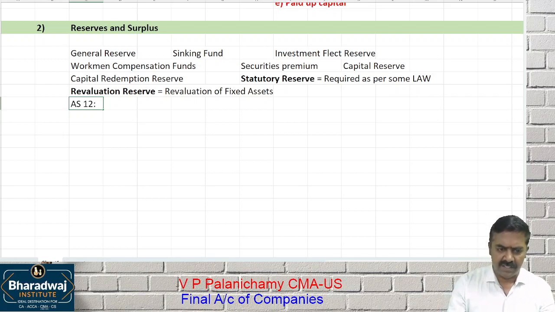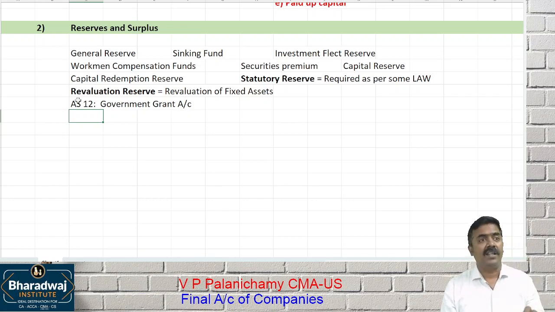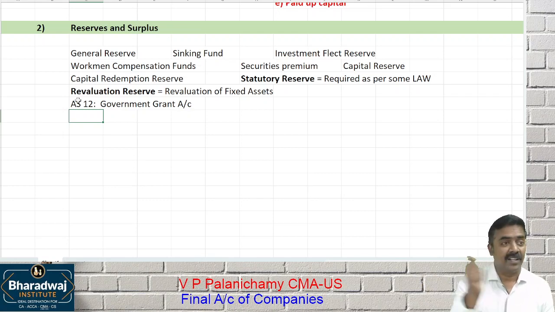There is something called a government grant account. For example, you are starting an industry in a backward area. To start the industry, the government is giving a subsidy. You contribute 10 lakhs, the government will contribute 4 lakhs. You are getting that 4 lakhs.